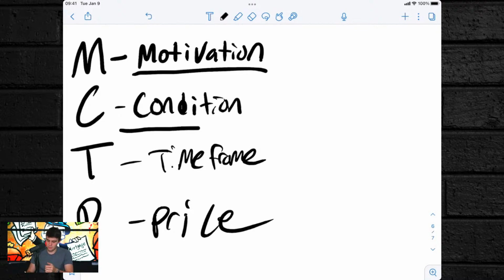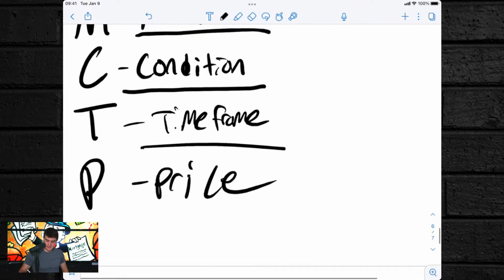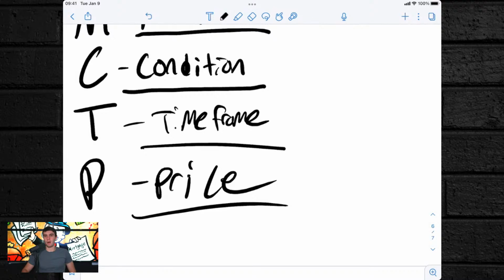Number two, condition. What is the condition of the property? Is the property in good condition? Does it need a lot of repairs? Does it not need a lot of repairs? Is it an ugly house, nice house? How old's the roof? Things like that. Three is time frame. When are you looking to sell the property? Is this something you're looking to sell in a month? Is this something you're looking to sell in a year? What is the time frame for selling the property? Then lastly is price. How much are you looking to sell it for? What's your ballpark range on selling the property, right?